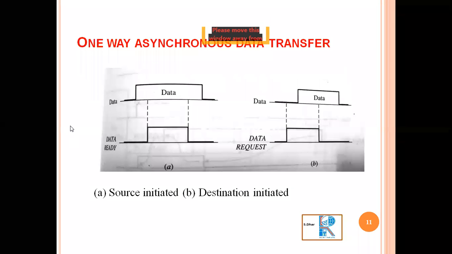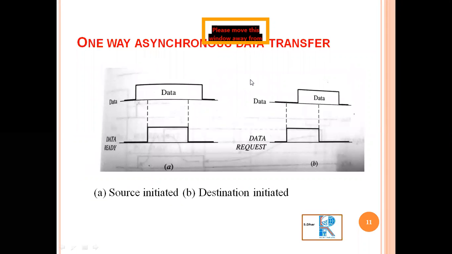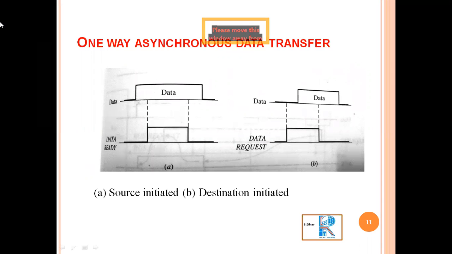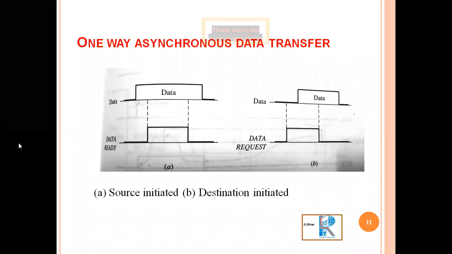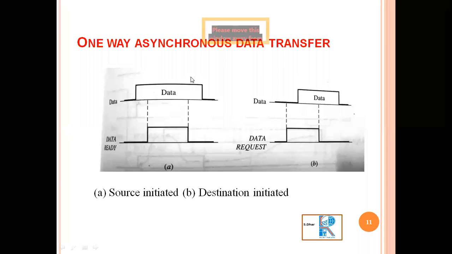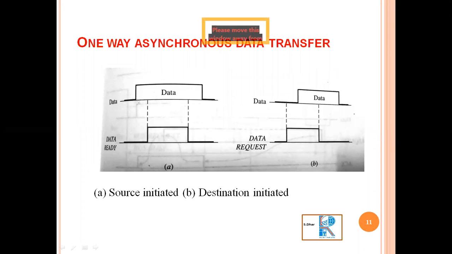It will be clear from this figure. Here there is one-way asynchronous data transfer. A is the source initiated, that means here the source is the master. B is the destination initiated, that means here the destination is the master. If the source is the master and wants to transmit data from source to destination, first it will put the data on the bus. Then the control signal goes high, telling the destination, see, I have put the data onto the bus. This is the starting time of the data.